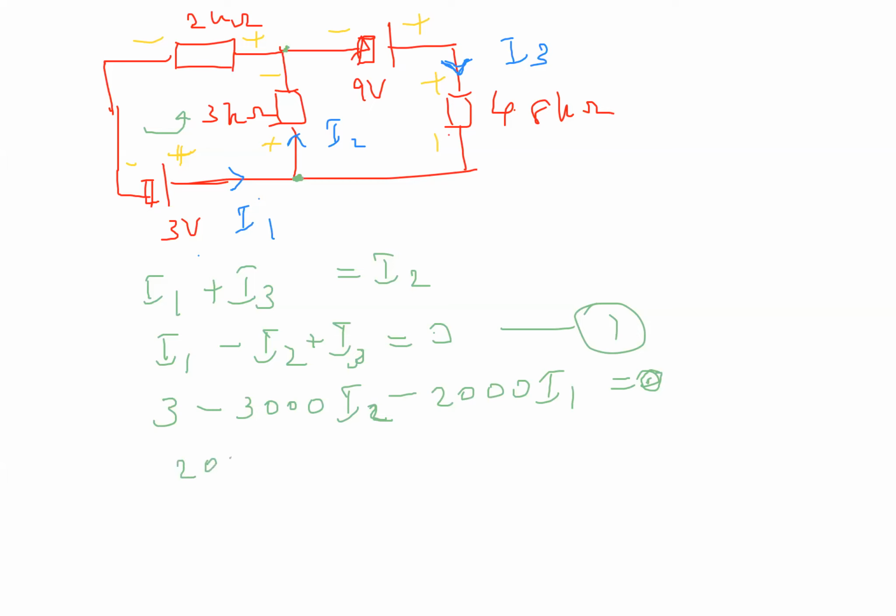2000 I1 minus 3000 I2 should be equal to 3. That is my equation 2. You guys agree? No, there should be a minus sign on the 2000 I1. Yeah, this should be plus, positive, no? This one also positive.